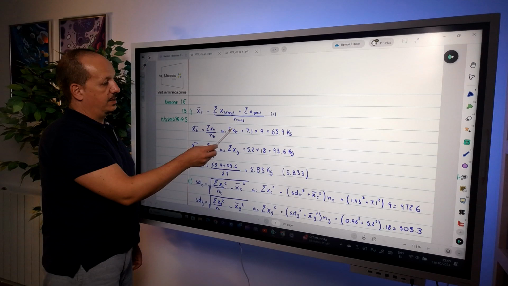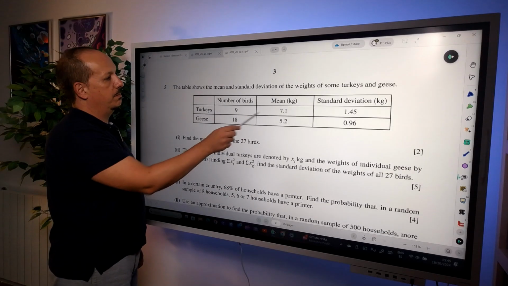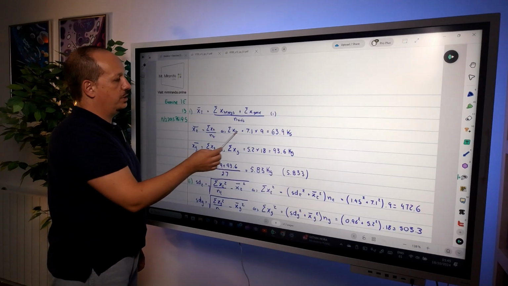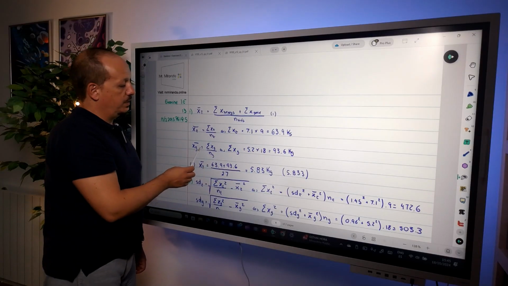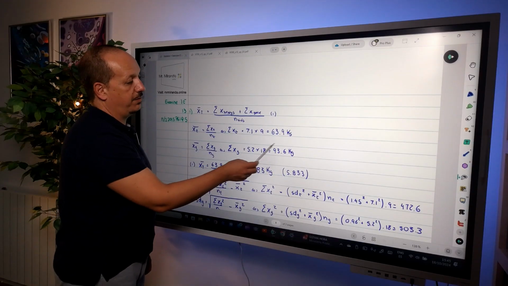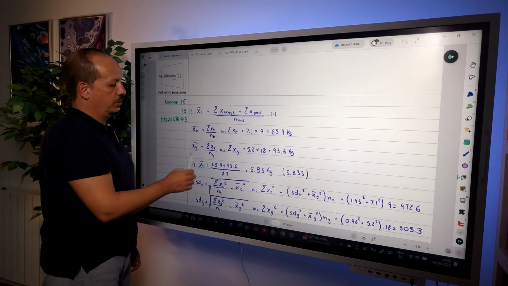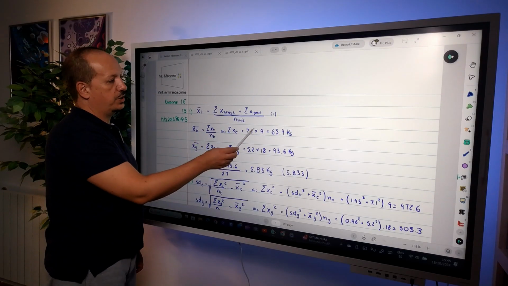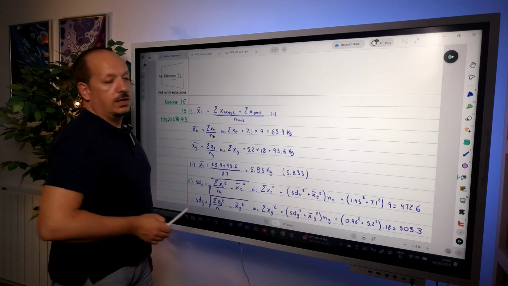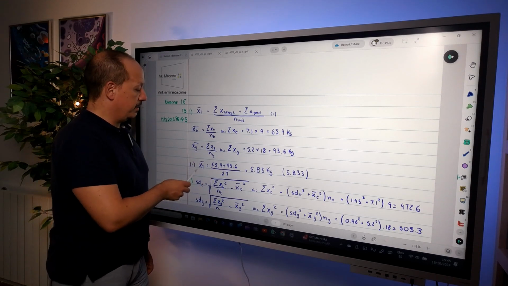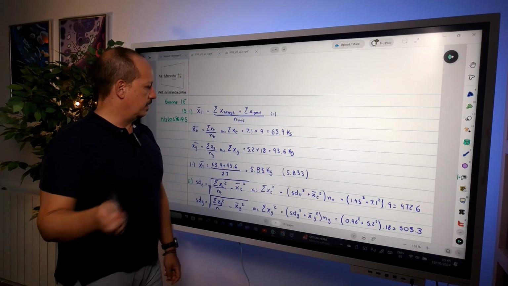So what is this? This is just the mean of all turkeys, which is 7.1, times the number of turkeys, which is 9. And here you have the total weight of the turkeys. Do the same for the geese, and here you have it. So you just now add them over here on the formula for the total. Divide by the total number of birds, which now are going to be 9 plus 18, so 27. And here you have the total weight, or the mean weight of the birds, regardless of being turkeys or geese.